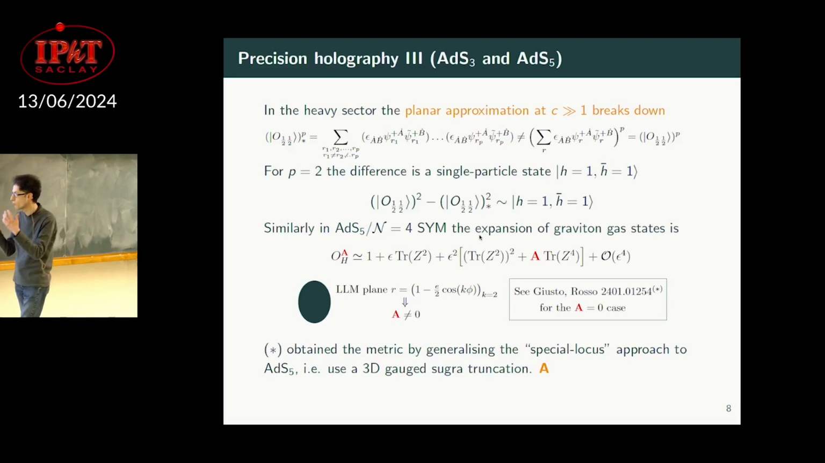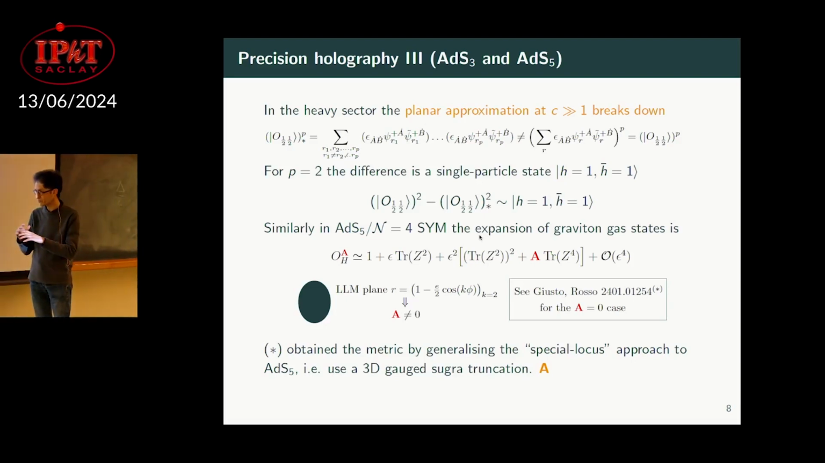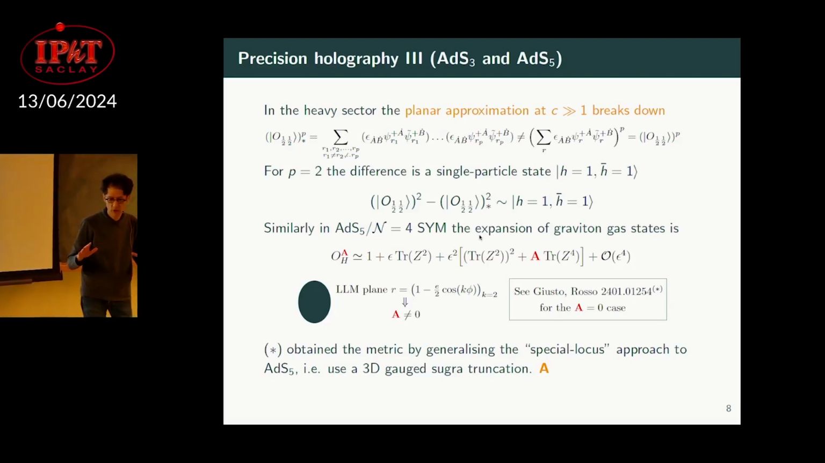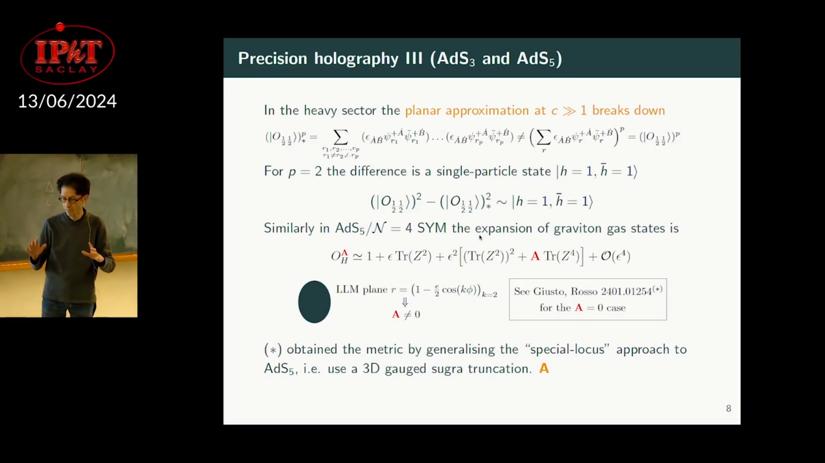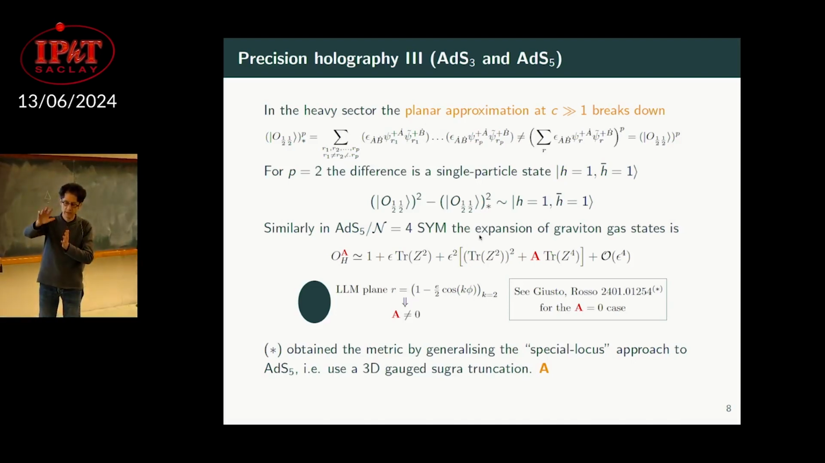So maybe one lesson we learned is that if you want to solve the equations to really find a fully backreacted geometry, you need some guide, right? So one guide we had in the AdS3 case was the way that Nick and collaborators rewrote the supersymmetric equations in a linear fashion, so just reorganized the supersymmetric equations in a way that you can take them one by one. So that was one guide we have.